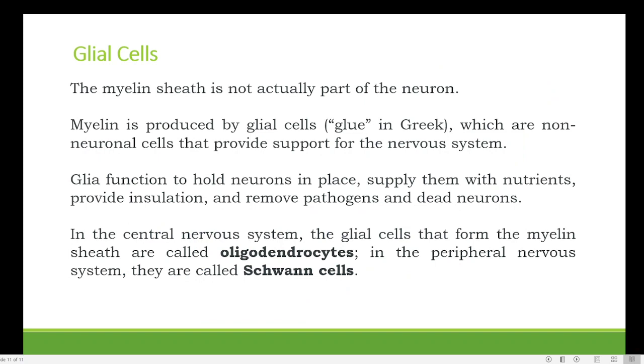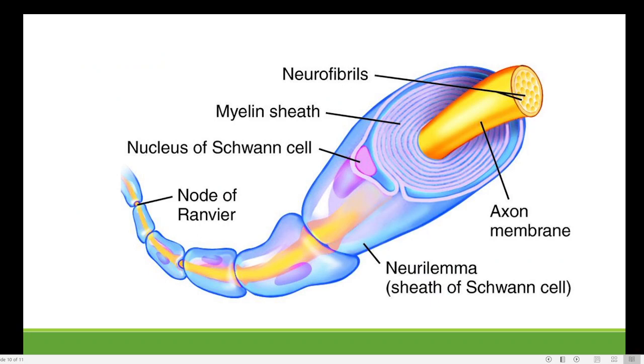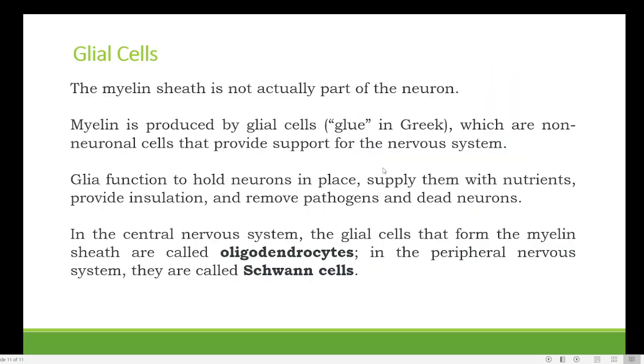See here, the myelin sheath is not actually part of the neuron. The myelin sheath is produced by glial cells. Glial means glue, which are non-neuronal cells that provide support for the nervous system. So here you can see that this is the axon. The axon is covered with the myelin sheath. This myelin sheath is produced by a type of cell known as the Schwann cell. Here you can see the nucleus of the Schwann cell. It is the Schwann cells which are producing that, and sometimes Schwann cells are also known as glial cells.